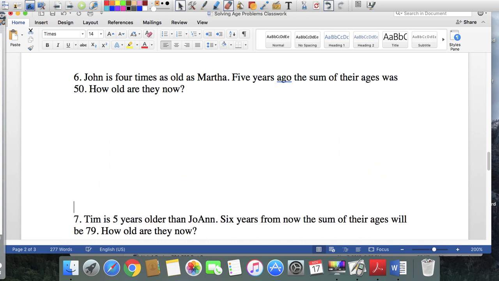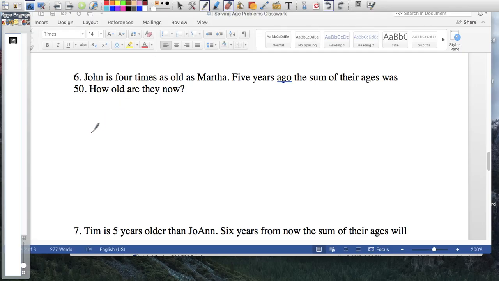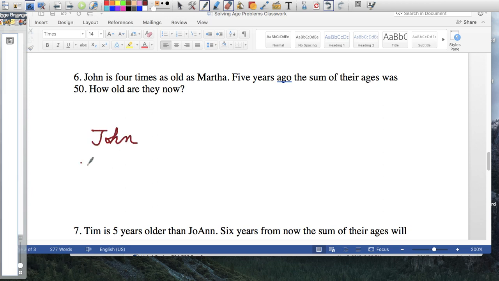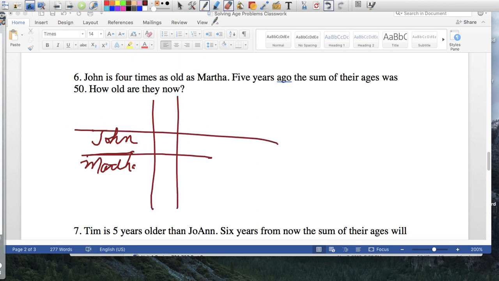6, John and Martha. We have John, Martha. Okay. I should make this wider. I will make it wider because I'm going to run out of room.